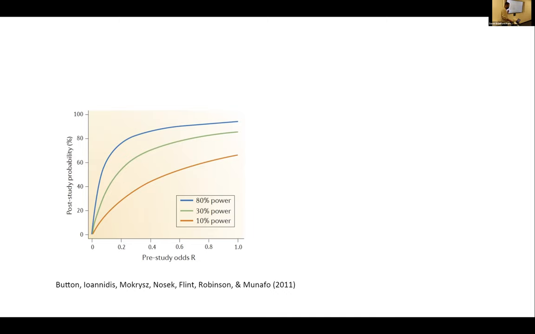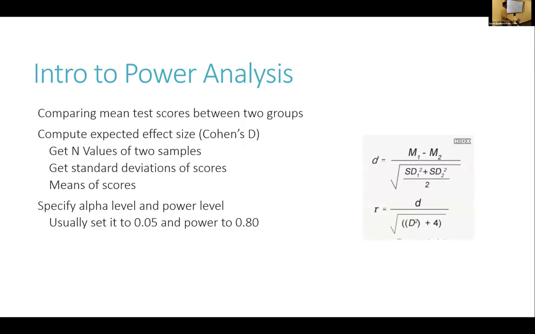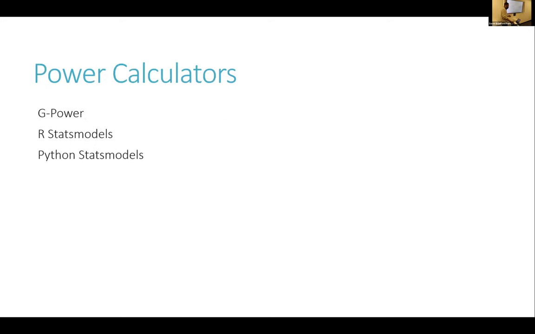And so really what I'm doing here is that there are many references online on how to calculate power, but I just wanted to quickly show what the procedure is. In the case of a t-test, for instance, we're going to compute our effect size, we're going to take our means, we need to set an alpha level, we need to set a power. These are typically set to 0.05 and 0.8. It's almost like a calculator. You can also simulate power as well. But there are many resources out there to calculate power.